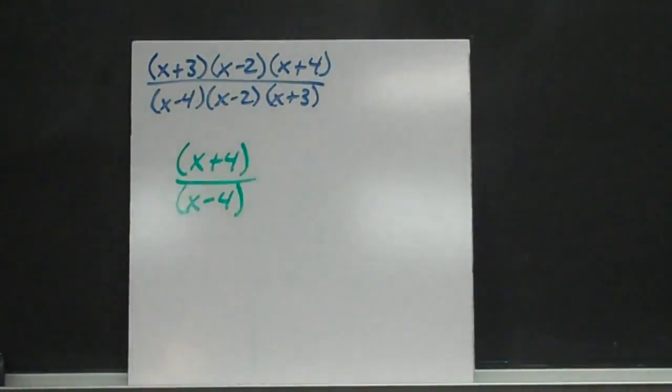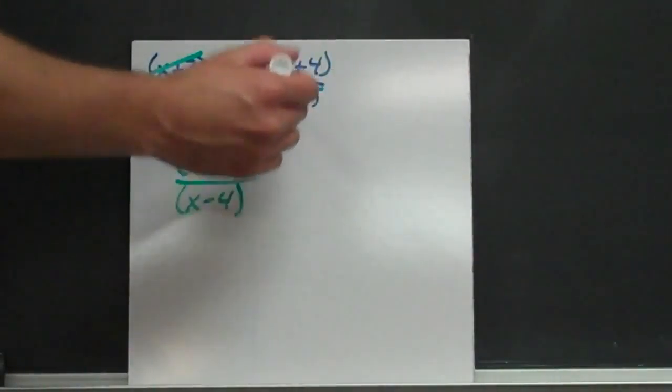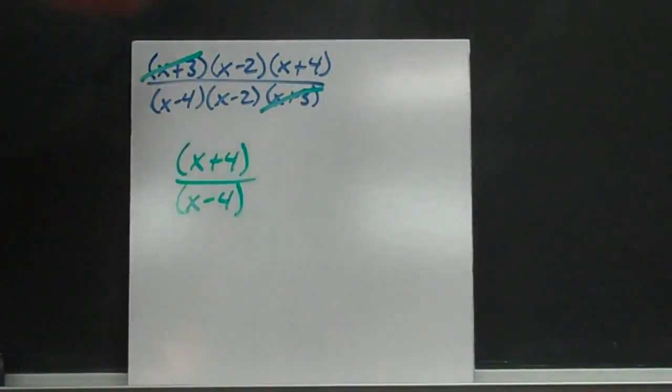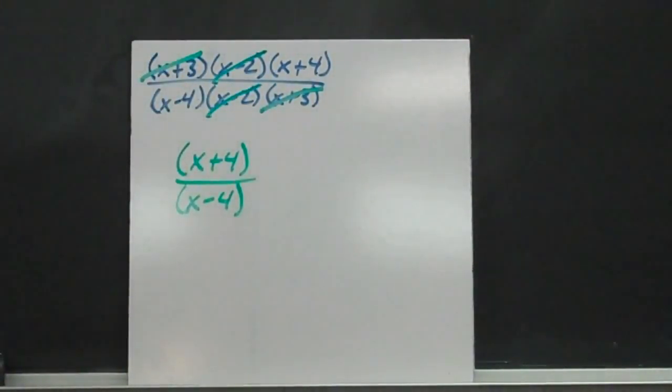We need to look for an x plus 3 on the bottom. And we do have one. X plus 3 divided by x plus 3 is 1. X minus 2 on top, x minus 2 on the bottom. X minus 2 divided by x minus 2 is 1. The reason we can cross them out if they're 1 is because if we've got 1 times 1, that's 1. And if we multiply 1 times whatever's left, we're just going to get whatever's left. Okay? When you multiply by 1, it doesn't change your answer at all.